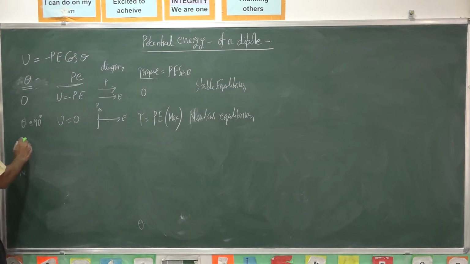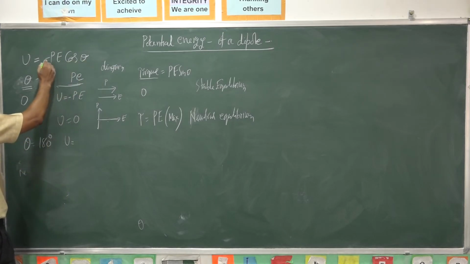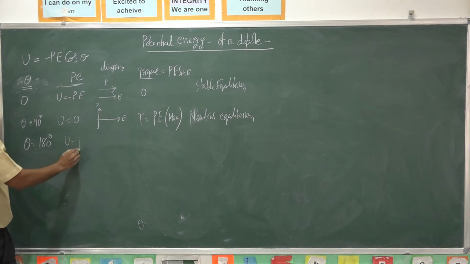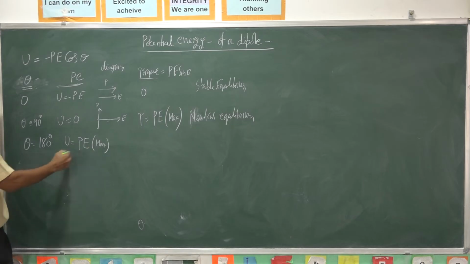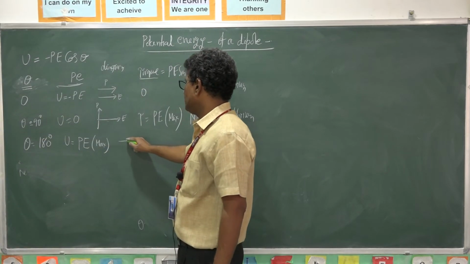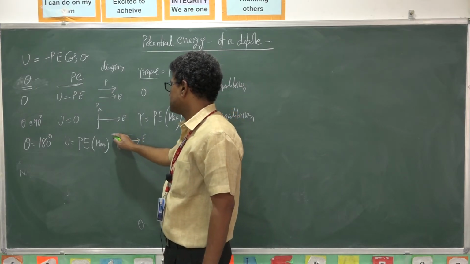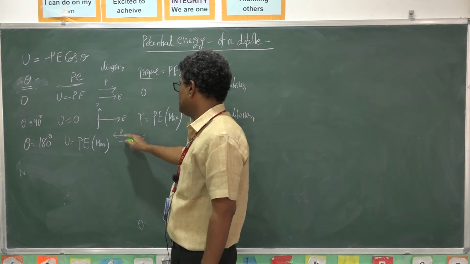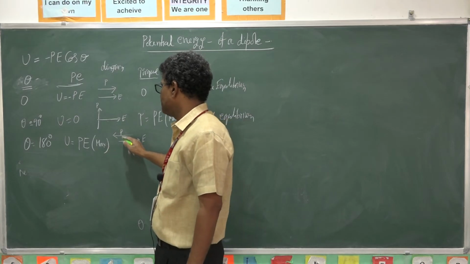Next, theta is equal to 180. So the potential energy is cos 180, which is minus 1, and minus of minus becomes plus. So it will become PE. That is maximum, so the potential energy is maximum. How will the diagram look? The field will be like this and the dipole will be opposite to that. These two are opposite, so theta is 180.